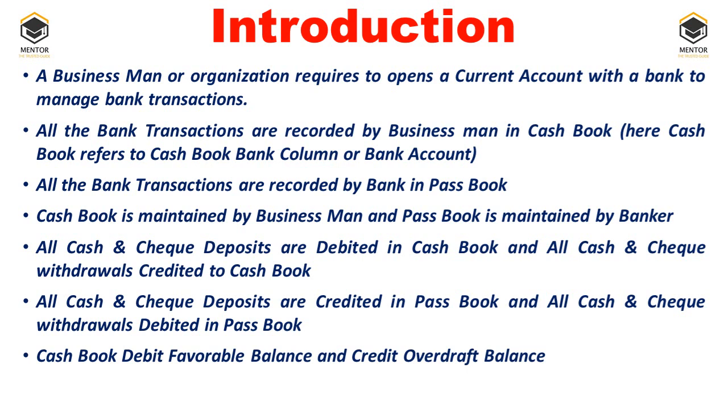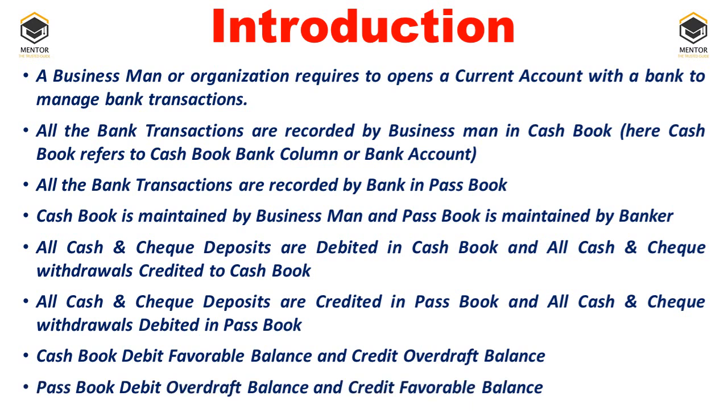Then in the cash book, debit is a favorable balance and credit is an overdraft balance. Whenever the cash book is showing a debit balance, it is favorable, in the sense our money lies in the bank. When it is showing a credit balance, in the sense we have withdrawn more from the bank, that is called overdraft. Overdraft in the sense excess withdrawal of money from the bank. It is a kind of loan. Then it is vice versa in the passbook. The debit side is overdraft balance and the credit side is favorable balance, right?